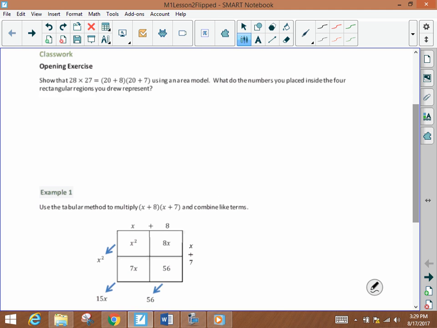So first of all, let's multiply 28 times 7, but let's use an area model. So in other words, I'm going to make this multiplication represent the area of a rectangle.